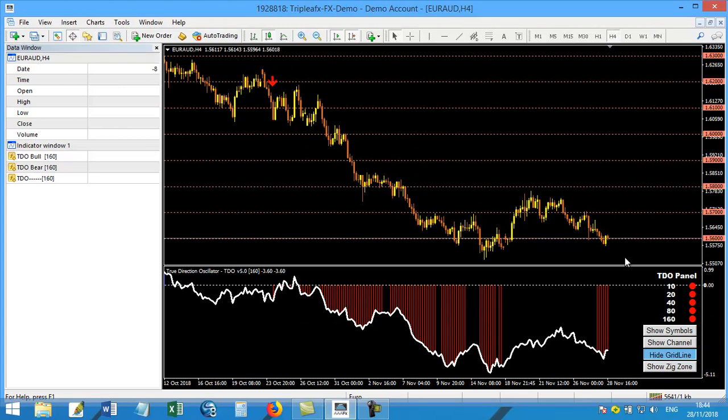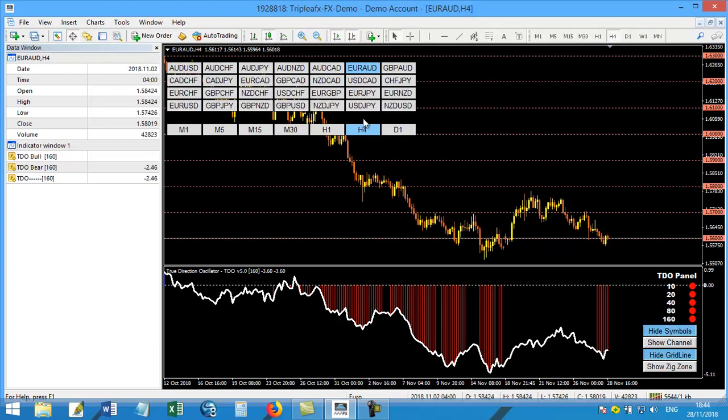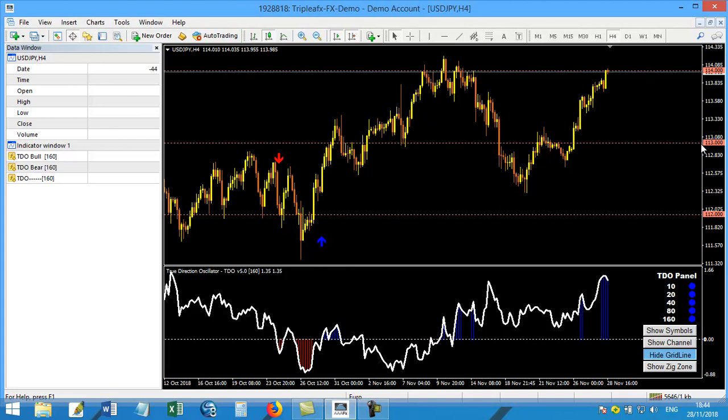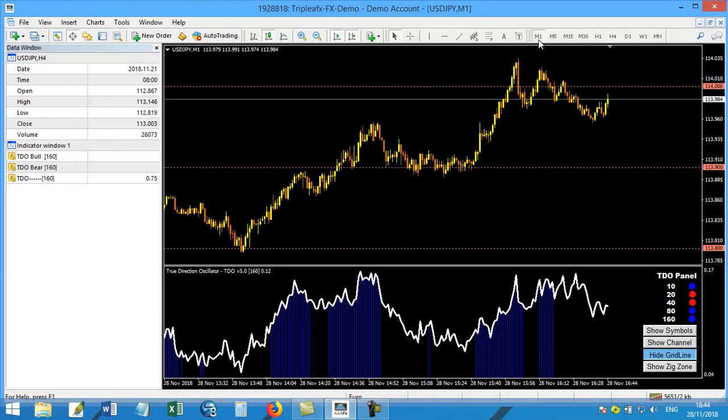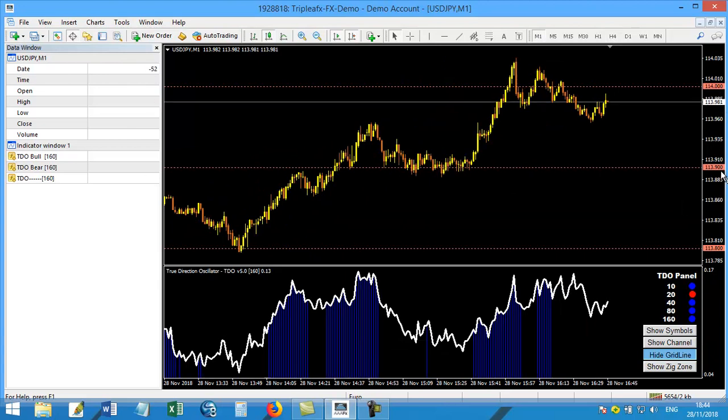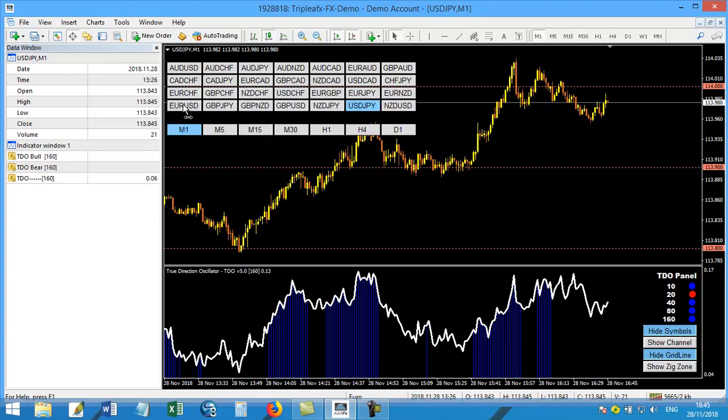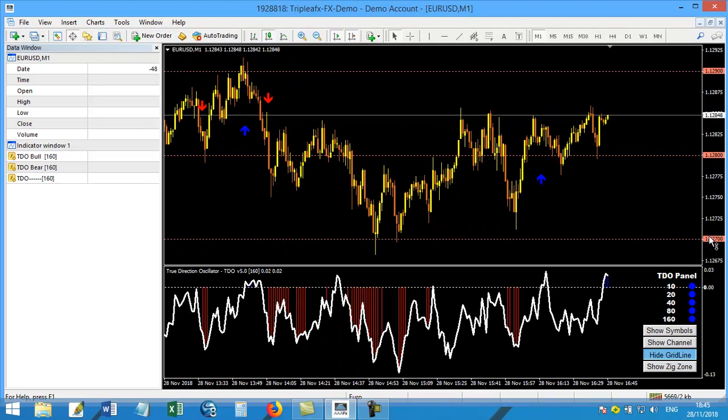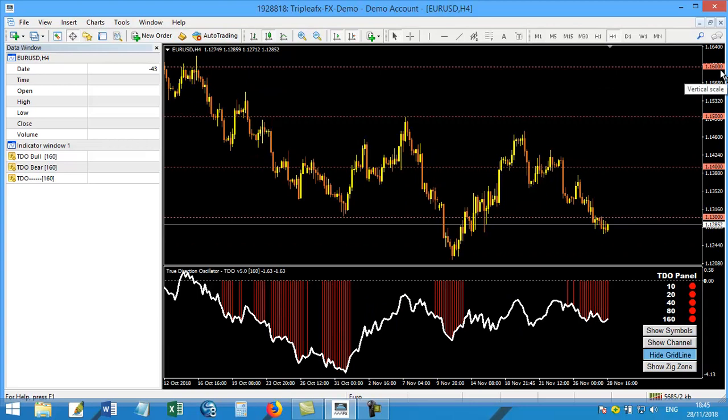This is done for any pair. So let us go toward the dollar yen. As you can see, it is every 1,000 points, but if you went to the 1 minute, it will be every 100 points, 900, 1,000. So as you can see, 800, 900, and so on. If we move to the euro dollar, you will see that it is drawn, because we are on the 1 minute, every 100 points. But if we go to the 4 hour, it will be drawn every 1,000 points.